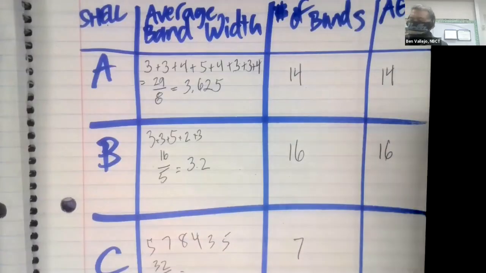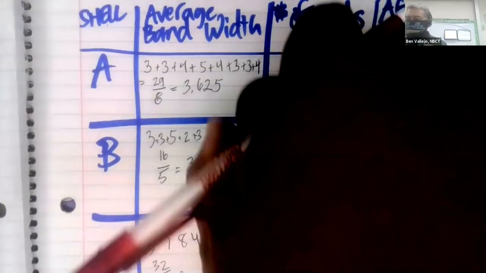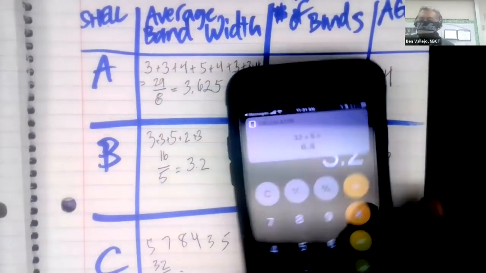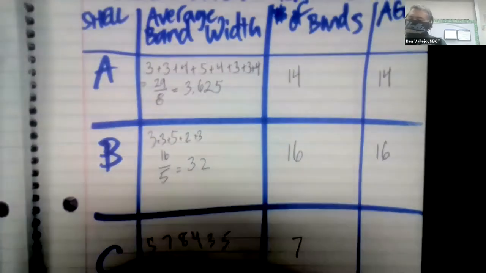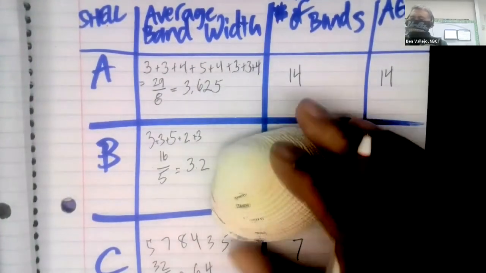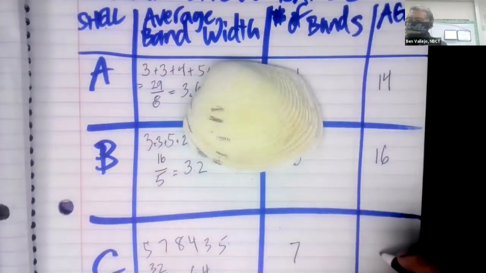Hey Siri, 32 divided by 5. 32 divided by 5 is 6.4. So these have bigger bands than the other ones. So 6.4 is the average. 7 bands though, 7 years.